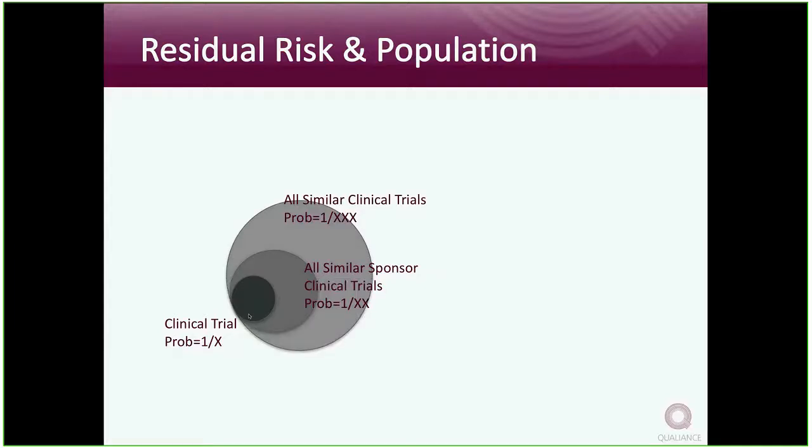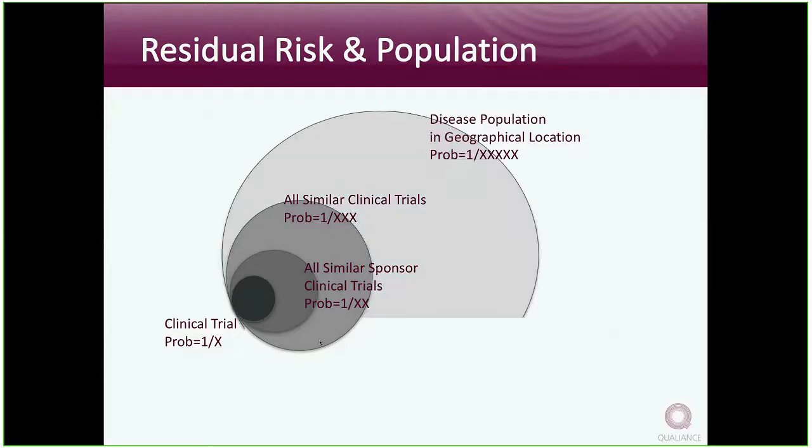Another assumption would be that the attacker knows about the indication, knows about, let's say, the period, but doesn't know about the sponsor. He knows it's a drug in asthma, but he doesn't know which sponsor it is. He just knows that it is within this period and within this indication. And then you could say the spectrum of possibilities extends to all similar clinical trials across sponsors, which then creates much larger occurrence classes.